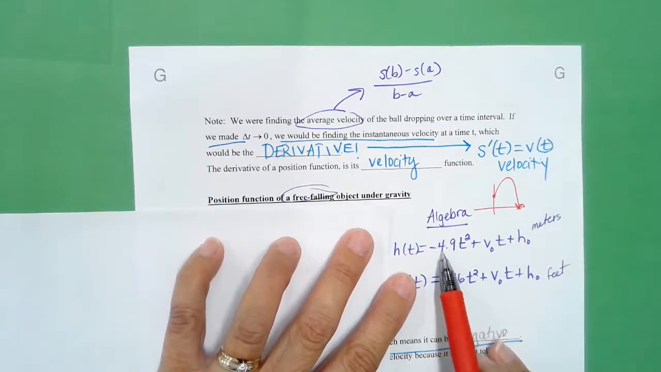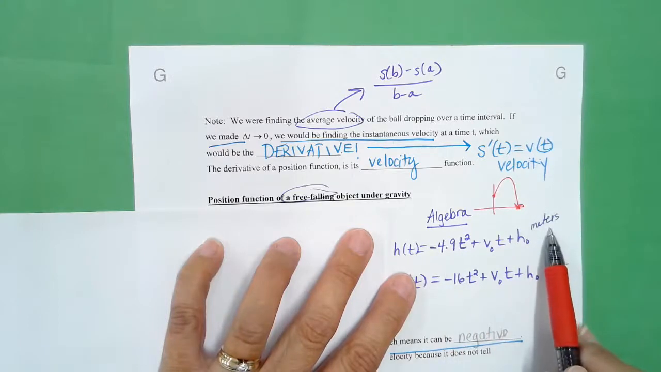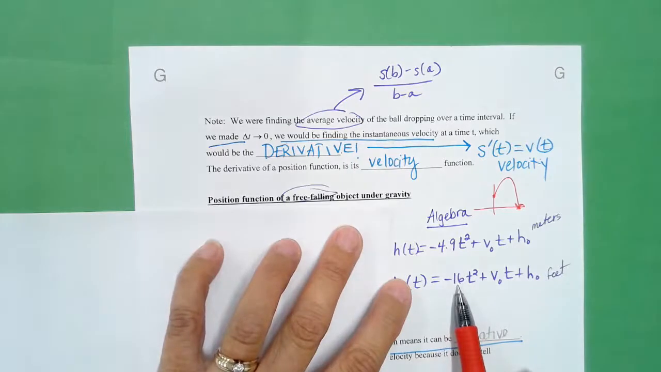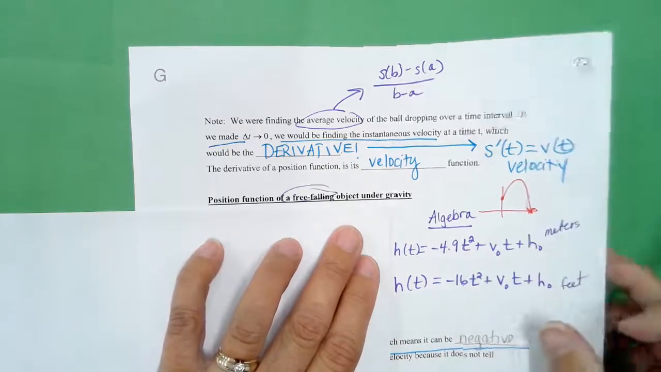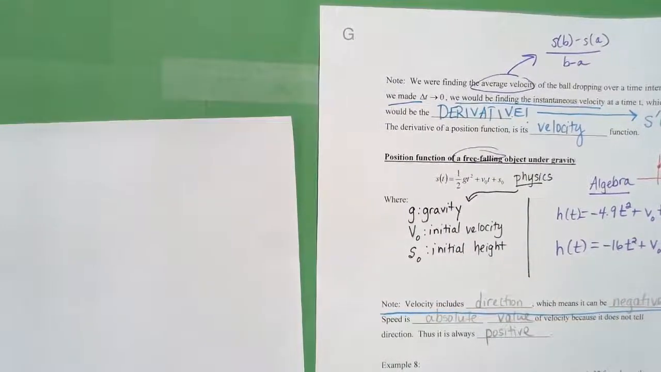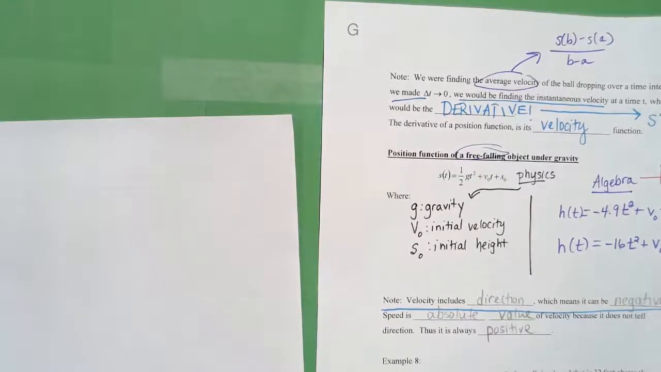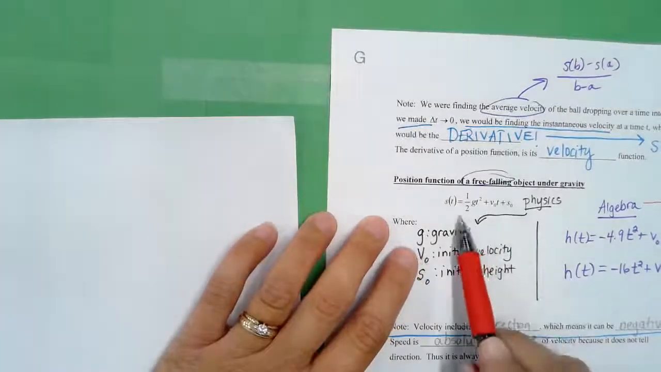Typically, when you see the negative 4.9 as the lead coefficient, those units are in meters for the unit of length. And if you see a negative 16, those units are in feet, our customary system. In physics, there was a formula that you will see as well. It has, I think, a 1/2 in front of it. Oh, here it is, right here.